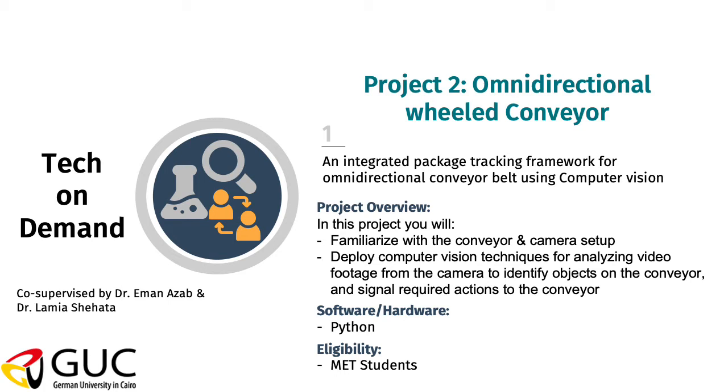able to identify which package is this, how I can identify the exact X and Y coordinates for this package on the conveyor, so that you can tell which cell it is placed on, and then you signal to the conveyor how to move the cells and wheels in order to take this exact package to its destination.